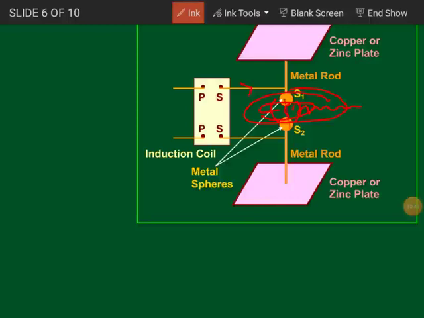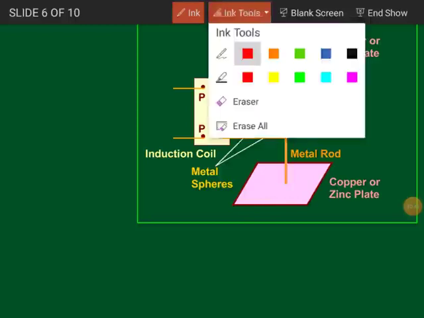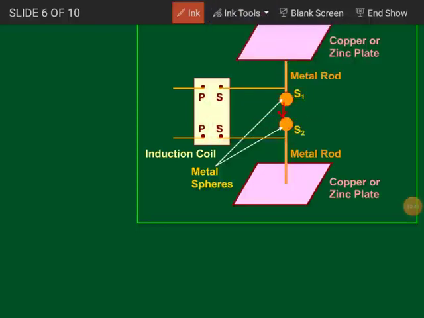Electric field will be from S1 to S2, like this, so it will be parallel to the plane. Around this electric field, a magnetic field will be developed, like this, in this direction or that, so it will be oscillating. The magnetic field will also oscillate depending upon the direction of the electric field. So electric field and magnetic field are perpendicular to each other here.